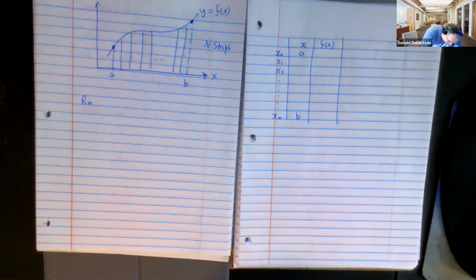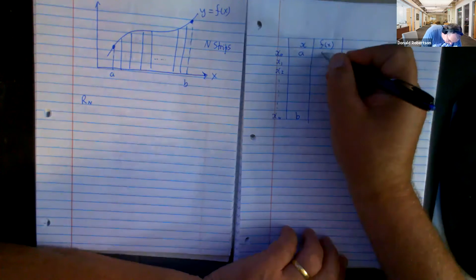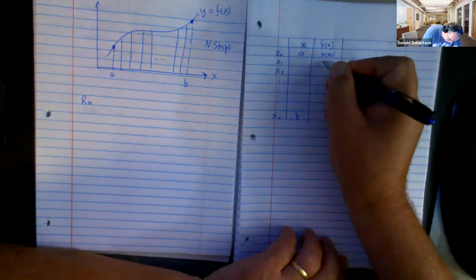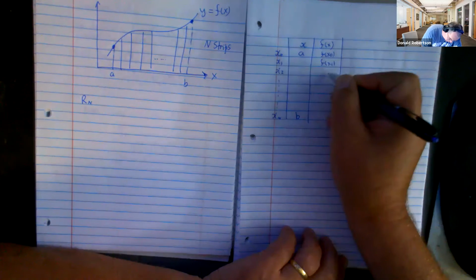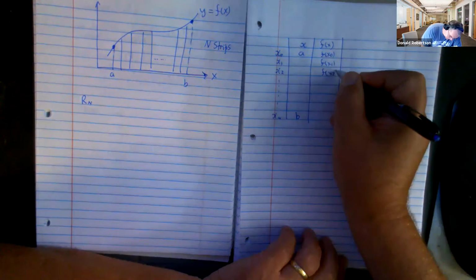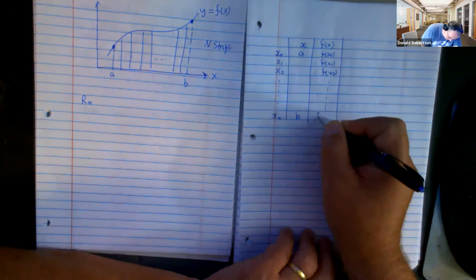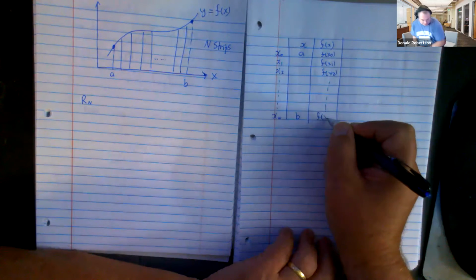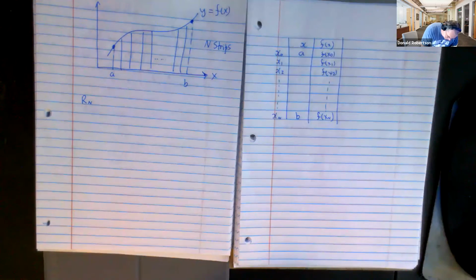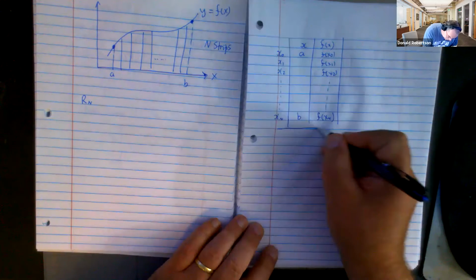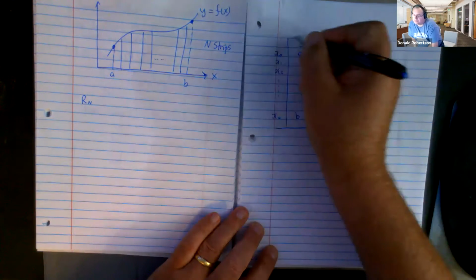And this fella here, we could call him f of x0, and this guy we'll call him f of x1, and then this guy we'll call him f of x2, and when we go down here, we'll call this guy f of xn. Still good?